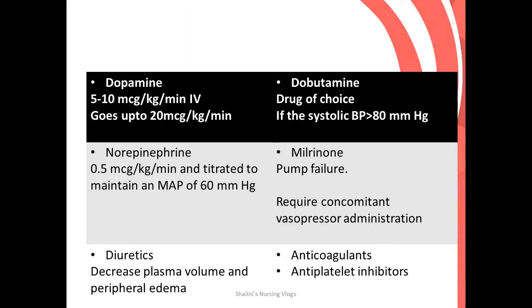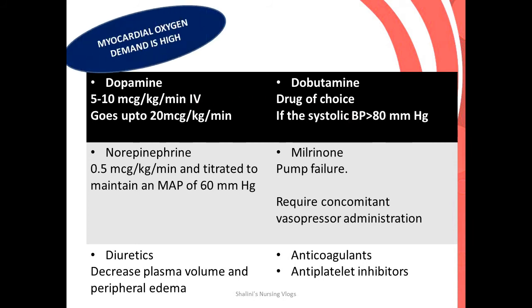Pharmacological therapy: here I'd like to tell you what the drug of choice is and why certain drugs are given in cardiogenic shock. The drug of choice here is dobutamine, but you have to make sure the pressures are good. If the systolic pressure is above 80 mm Hg and the patient is not in tachycardia, then definitely you can think about dobutamine. But if the patient is hypotensive and the heart rate is high, then you'll have to think of dopamine.